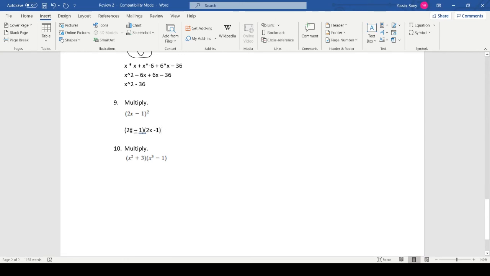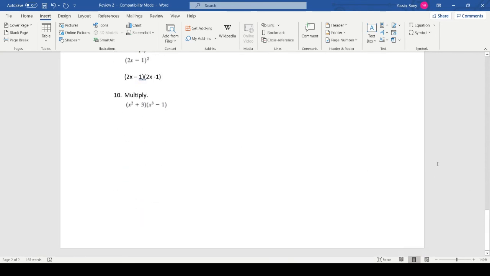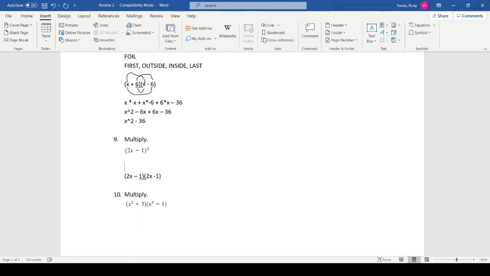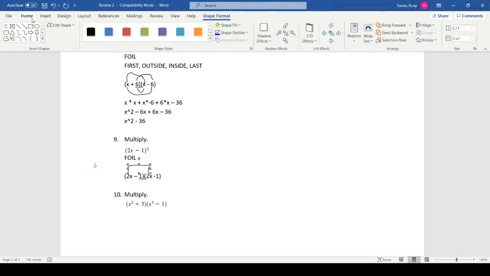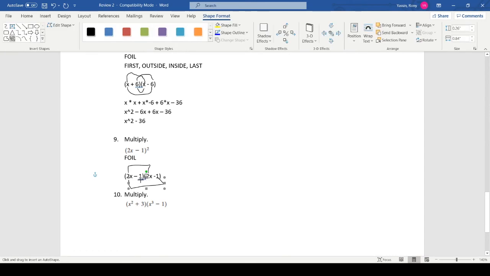So it's just two binomials being multiplied, so you're going to do the same step as here. So you're going to FOIL again. So remember, we're going to do the FOIL method again. So let's do this. So remember, first is right here. So 2x times 2x. Let me keep it in drawing mode. And then outside is going to be the 2x right here and the minus 1 here. So this is outside. Now you have inside, which is minus 1 and the 2x, so it's right here. And then last would be minus 1 and the minus 1.